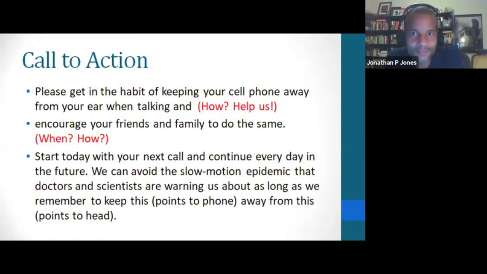Call to action. What do I want you to do right now? Please get in the habit of keeping your cell phone away from your ear when talking. How? How do we get in that habit? Help us. Help us do it. And let's do it right now, okay? Take out a ruler and show us what the distance is. This is where the phone has to be, all the way over here. Help us.